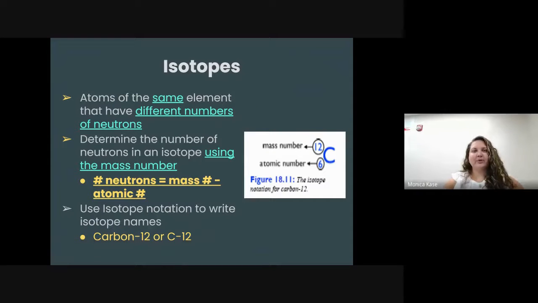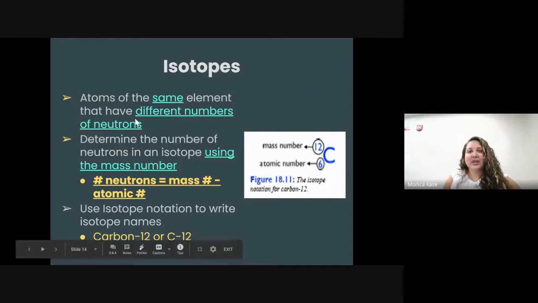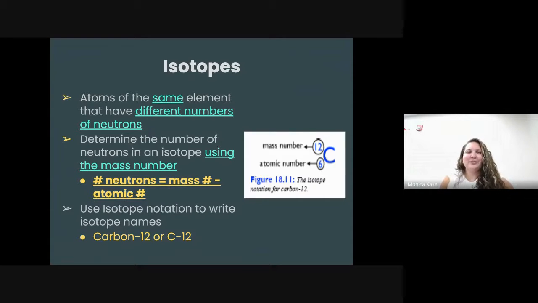All right, isotopes. So atoms of the same element that have a different number of neutrons. So ions have to do with electrons, isotopes have to do with neutrons. You determine the number of neutrons in an isotope using the mass number. So you're going to do some simple math with this. The number of neutrons is equal to the mass number minus the atomic number, which is the same as the proton number.